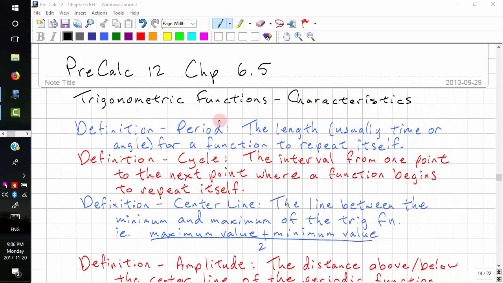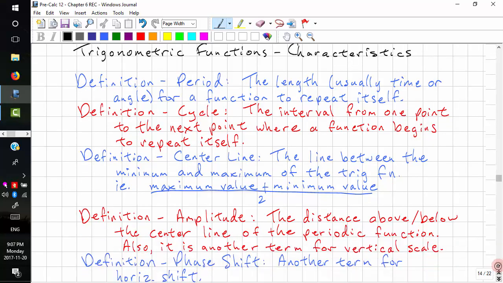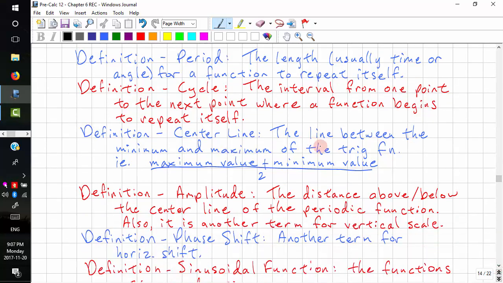So period, we've already learned this one. This is the length, usually a time or an angle, for a function to repeat itself. Cycle. This is the interval from one point to the next point where the function begins to repeat itself. Centerline. This is the line between the minimum and maximum of the trig function. We can calculate it by maximum value plus minimum value divided by 2. It's also called the average.